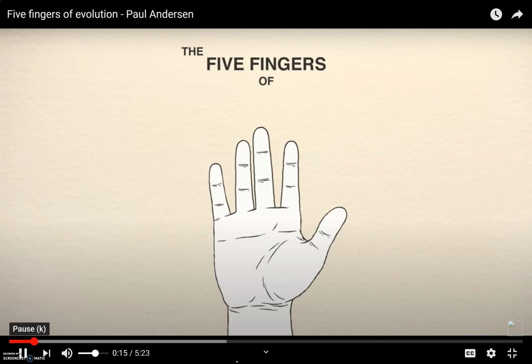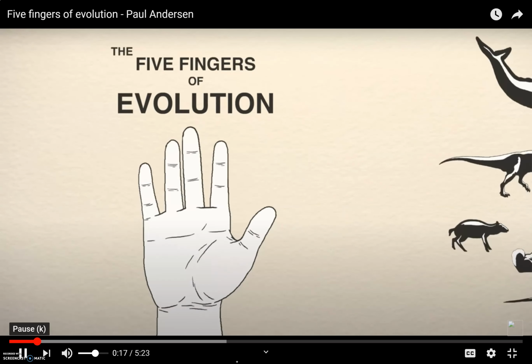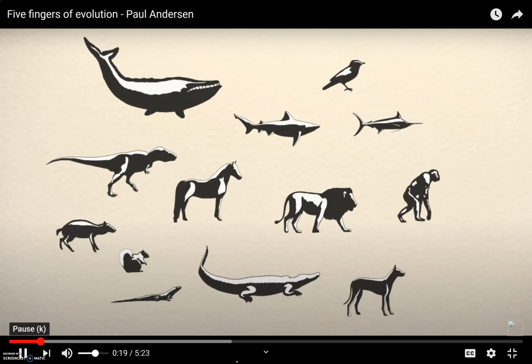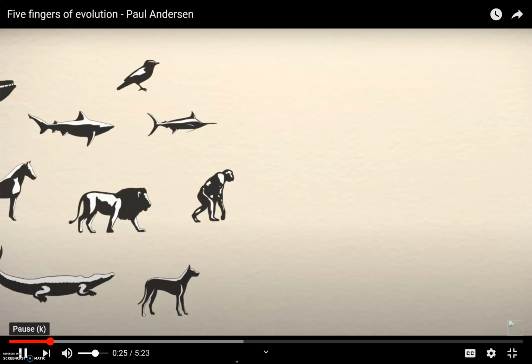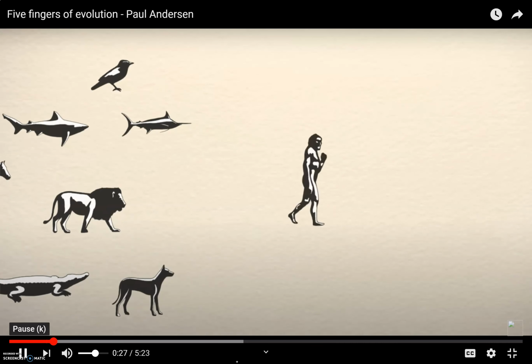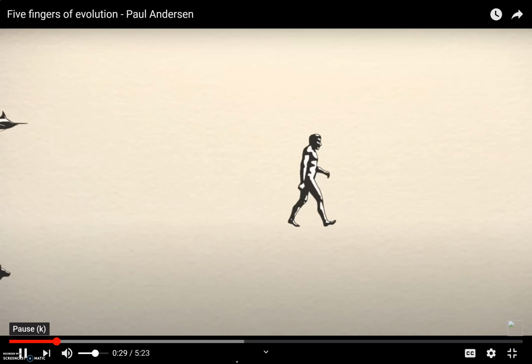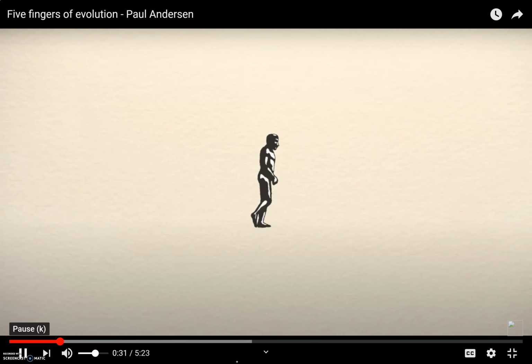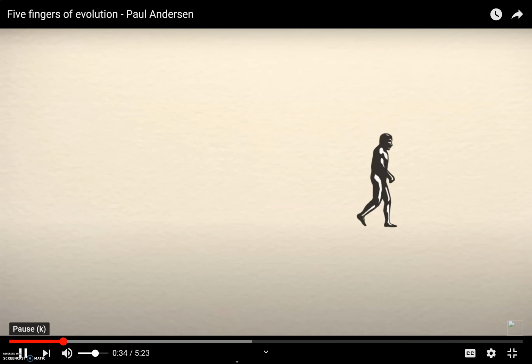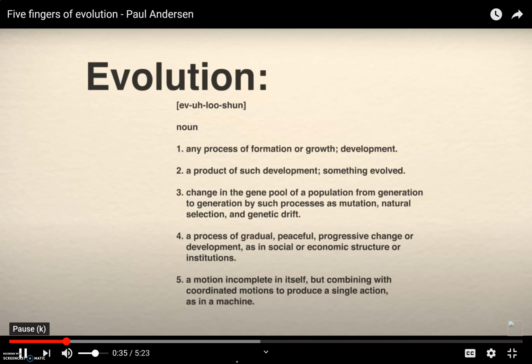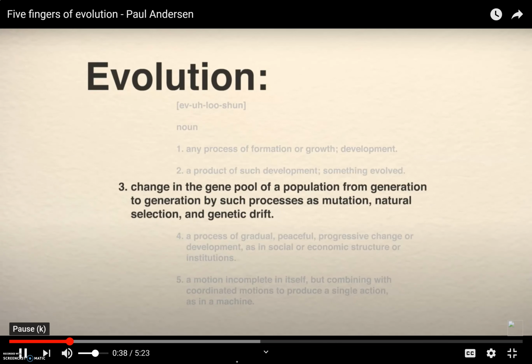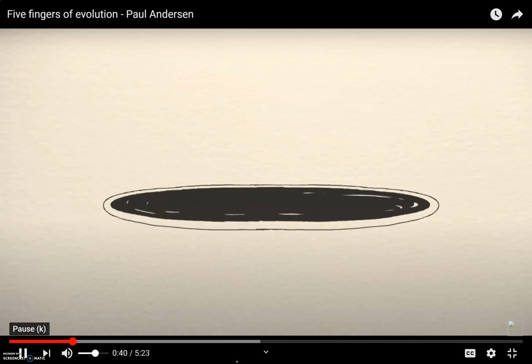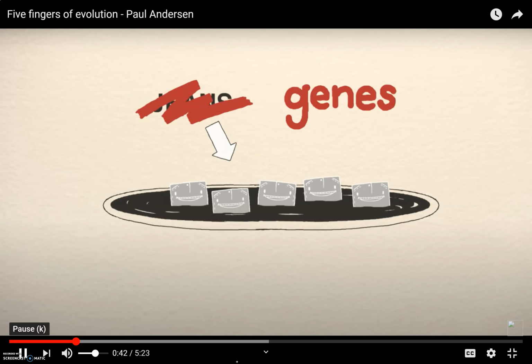The 5 Fingers of Evolution. A thorough understanding of biology requires a thorough understanding of the process of evolution. Most people are familiar with the process of natural selection. However, this is just one of 5 processes that can result in evolution. Before we discuss all 5 of these processes, we should define evolution. Evolution is simply change in the gene pool over time. But what is a gene pool? And, for that matter, what is a gene?